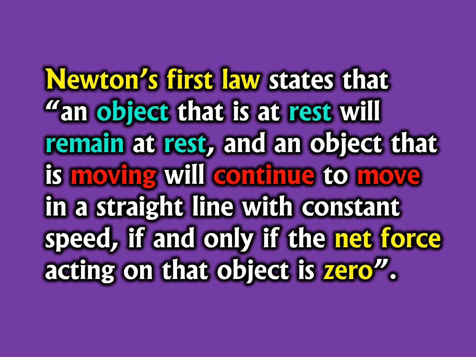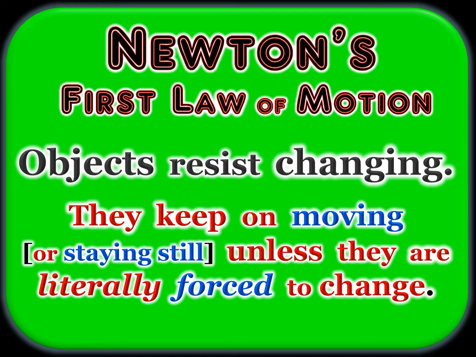Speaking of Newton, his first law states, an object that is at rest will remain at rest. An object that is moving will continue to move in a straight line with constant speed if and only if the net force acting on that object is 0. I've reworded this, and I think this might be a little simpler way of saying it. Objects resist changing. They keep on moving or staying still unless they are literally forced to change.